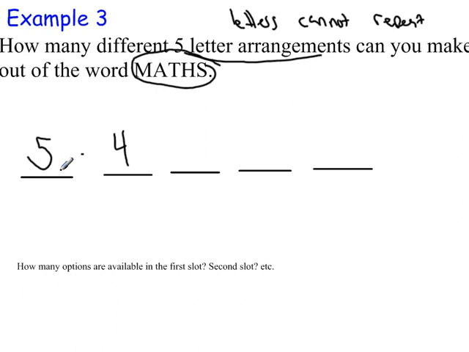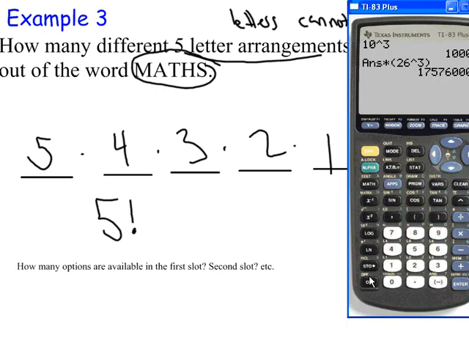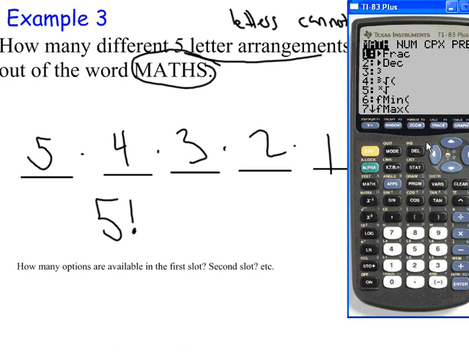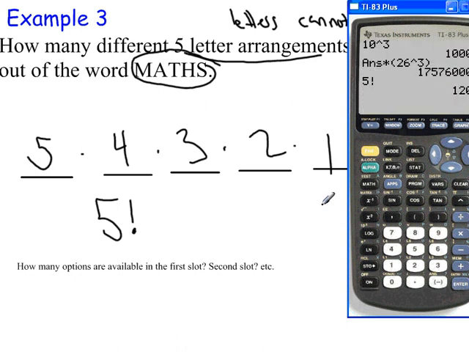So in my first slot, I got 5 letters to choose from. So once I pick one letter, I'm going to have 4 letters left. Once I pick 2 letters, I'm going to have 3 letters left. Then 2, then 1. You get the point. So it's going to be 5 times 4 times 3 times 2 times 1. That's also known as 5 factorial. Let's type in 5 factorial in the calculator. So you press 5, go to math, go to probability, go down to 4, and that's your factorial symbol. 5 factorial is 120. So the answer is 120.